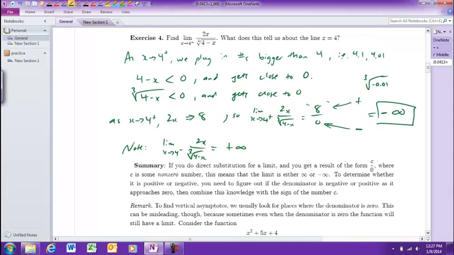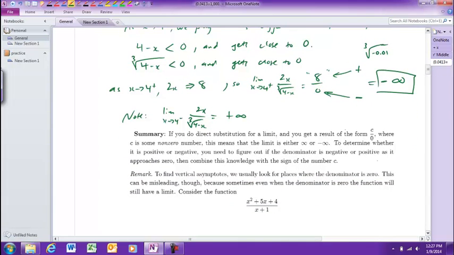For now, a quick summary of this: if you do direct substitution for a limit, like we did above, and you get a result of the form c over 0, here we got 8 divided by 0, this means that the limit is either infinity or negative infinity, and to determine if it's positive or negative, you need to figure out if the denominator is negative or positive as it approaches that value of 0. And then you combine that with whatever your sign is on top.